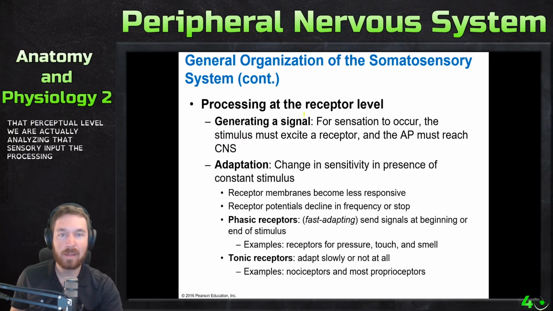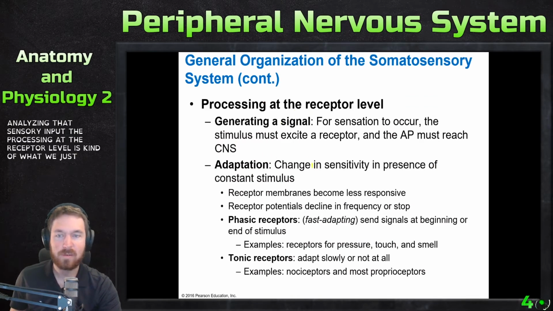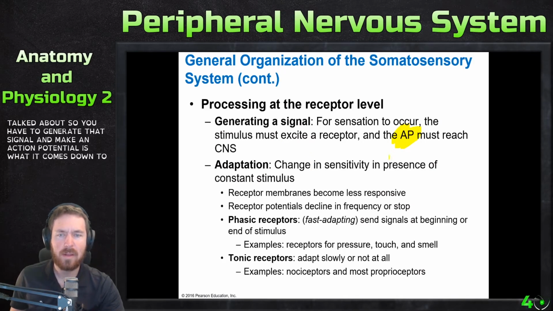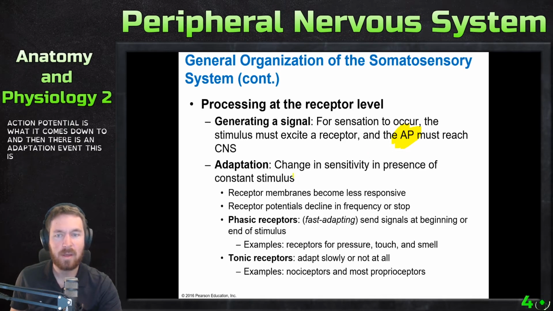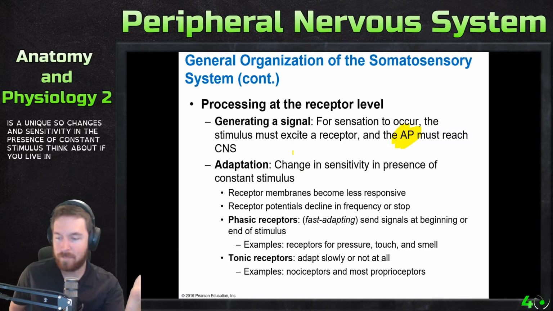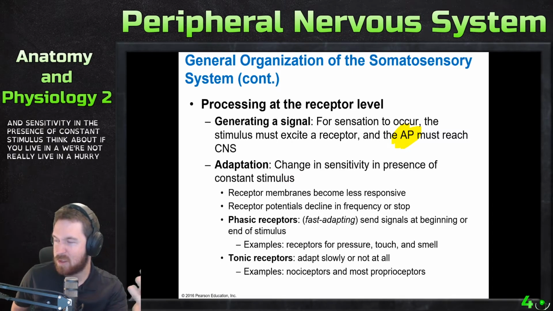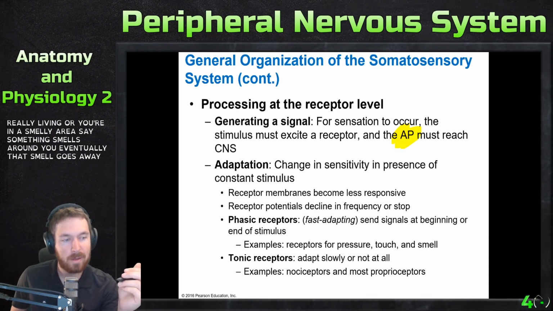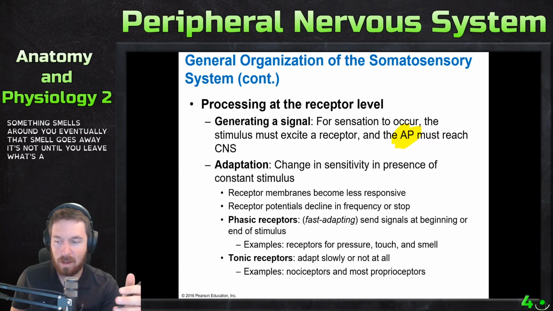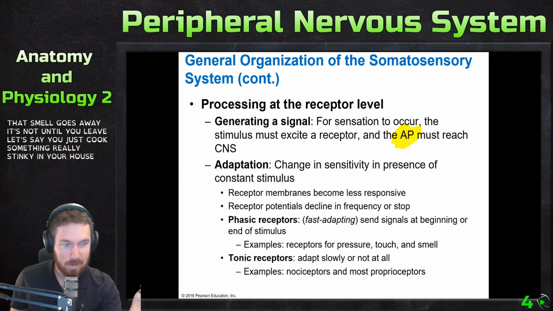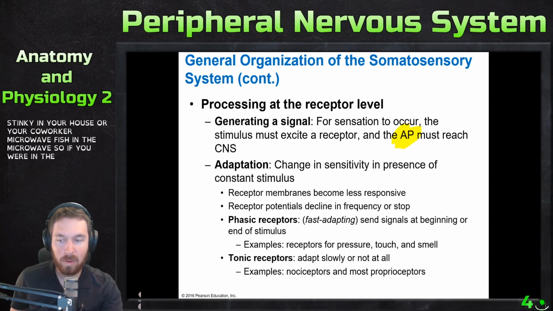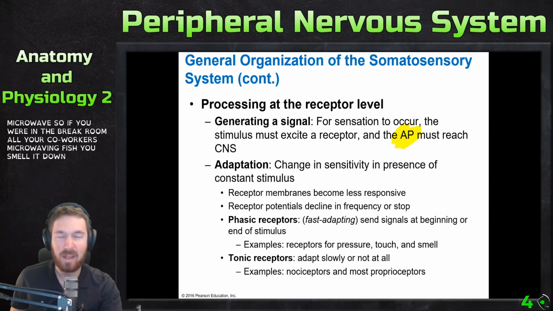So processing at the receptor level is kind of what we just talked about. So you have to generate that signal and make an action potential is what it comes down to. And then there is an adaptation event. This is unique. So changes in sensitivity in the presence of constant stimulus. Think about if you're in a smelly area. Say something smells around you. Eventually that smell goes away. Let's say your coworker microwaved fish in their microwave. If you were in the break room while your coworker was microwaving fish, you'd smell it then, but then that fish smell will go away.